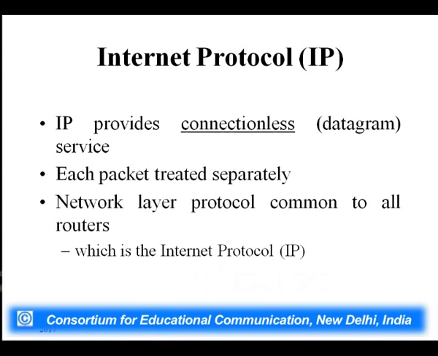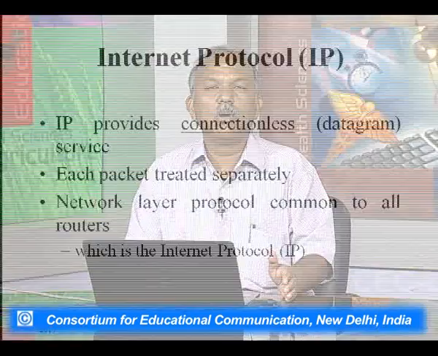What does it mean? It means each packet is treated separately. That means when a packet is being delivered from one network to another network, it may follow any path, any route. That means the packets of the same message, if you have a message of 1 megabyte and you are sending packets of, say, for example, 2-3 kilobytes, then we have n number of packets. So, the packets belonging to the same message may not follow the same route. Any route it finds free, it may travel through that. That is what it means by treating each packet separately.